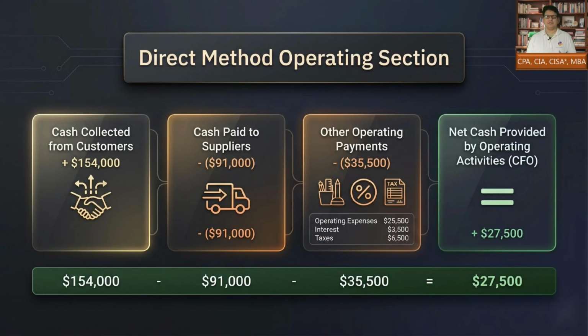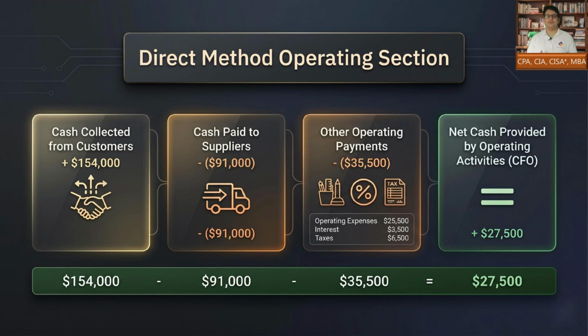Now we assemble the direct method operating section. Cash collected from customers is $154,000. Cash paid to suppliers is $91,000. Other operating payments are $35,500, so net cash provided by operating activities, or CFO, is $27,500. This is the operating result under the direct method.